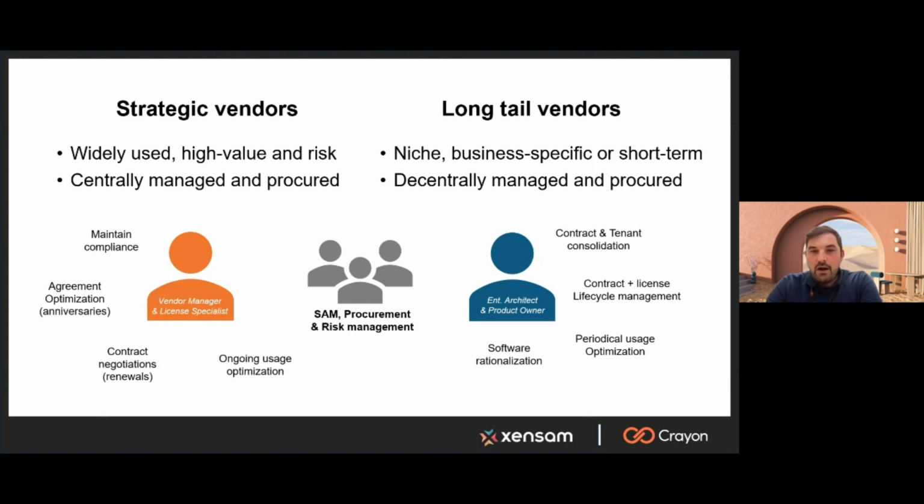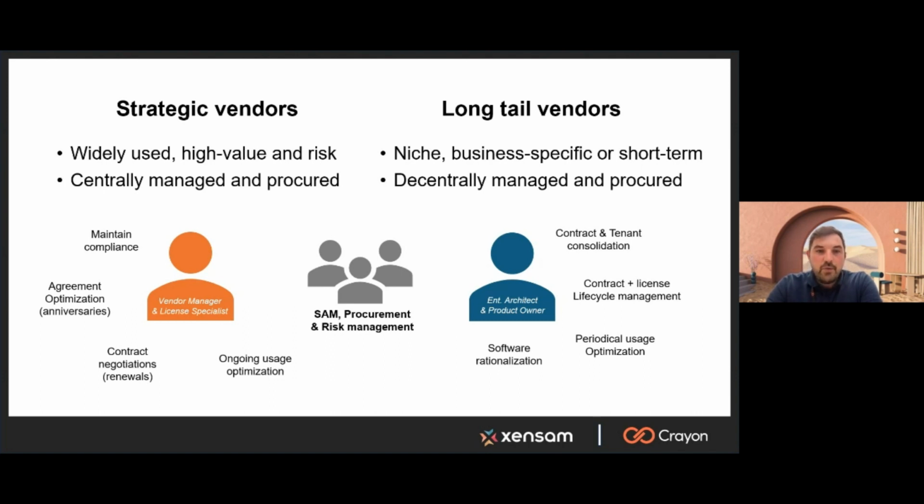Because, for example, with credit card software, everyone knows that it might have automatic renewal. So you have a 30-day notice period. If you don't remember to exit the agreement at that point in time, you'll have to pay for another year. So following and tracking the contract and license lifecycle is something that needs to be focused on if you want to make sure that you're not paying unnecessarily for software.